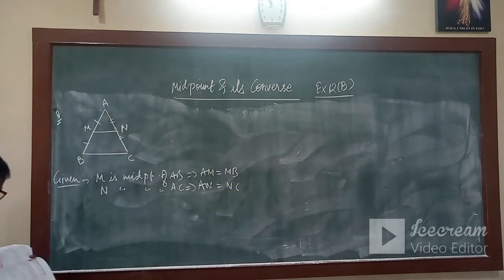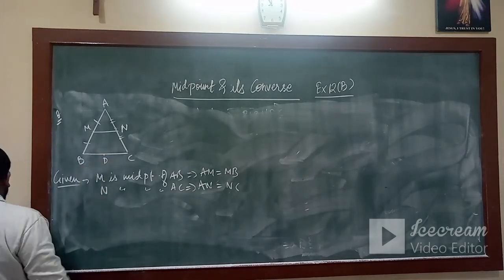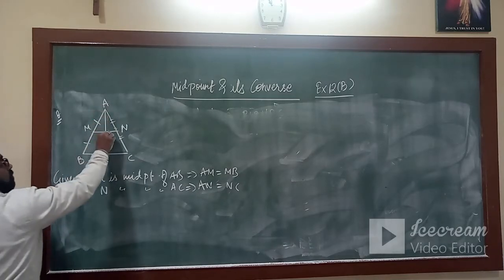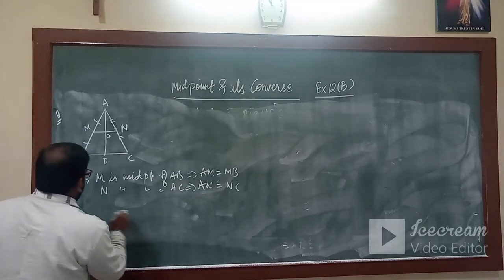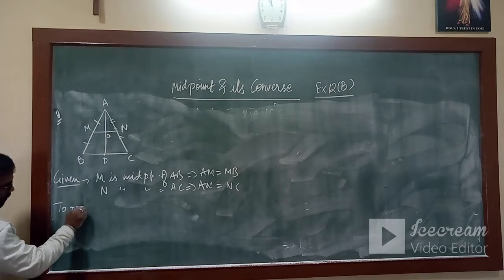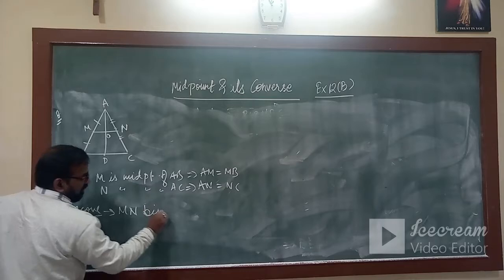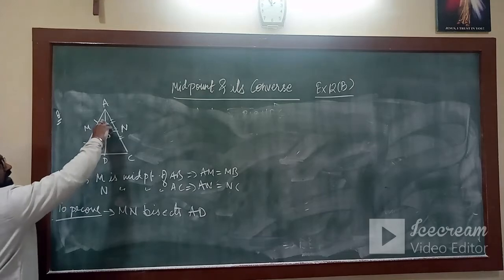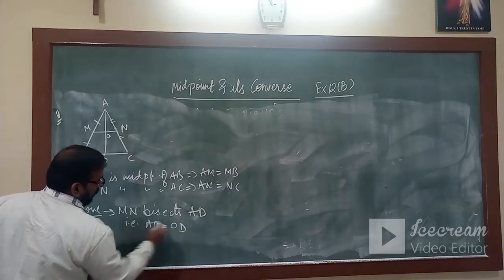Now D is any point in the base BC. So D is any point. Use intercept theorem to show that MN bisects AD. So let this point be O. So what we have to prove? MN bisects AD means it divides AD into two equal parts. So what actually we have to prove? That these two parts are equal to each other. That is AO equal to OD we have to prove.